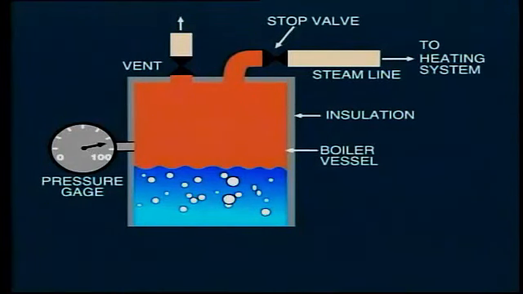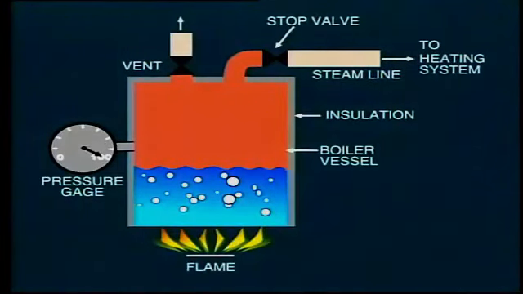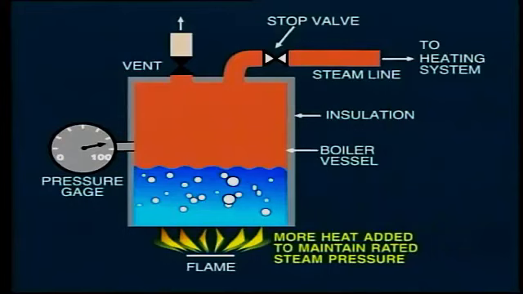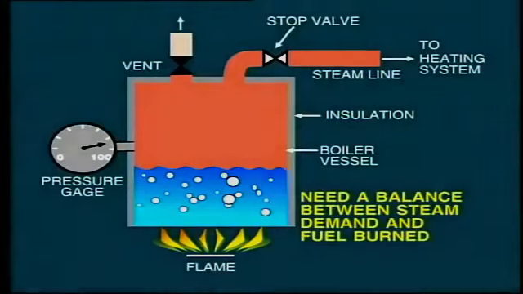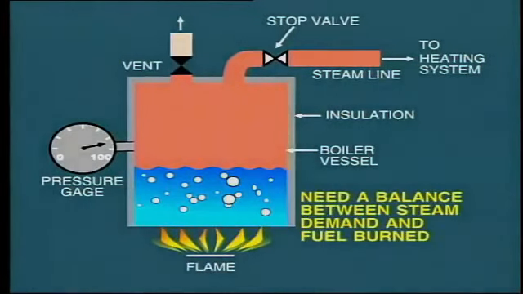can provide 100% insulation. The second alternative is to keep the combustion going but open the boiler stop valve, allowing steam to flow from the boiler to the heating system. Now, depending upon the amount of steam being drawn by the heating system, the pressure will begin to fall. In order to maintain the rated steam pressure, we will need to add more heat to the vessel by burning additional fuel. So it's clear that in order to maintain the steam pressure at the desired level, we must strike a balance between steam demand and fuel burned.